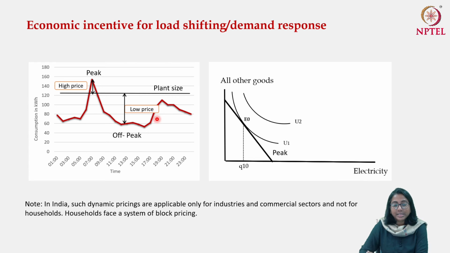If the price of electricity is reduced, then the budget line for the consumer actually rotates. If the black line represents the budget line for the consumer during the peak period, and this is the budget line for the consumer during the off-peak period, the equilibrium also shifts from E0 to E1, resulting in an increase in electricity demand during the off-peak period. So this is how the dynamic pricing system can reduce the consumption of electricity during the peak hour and increase demand for electricity during the off-peak hour.